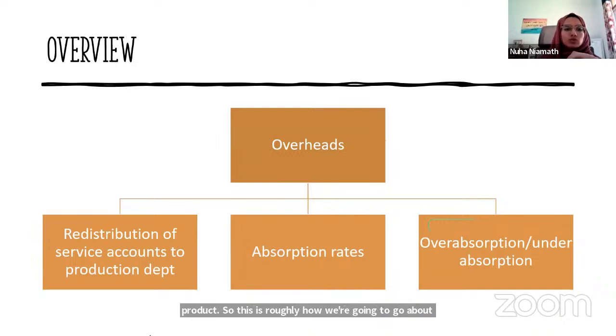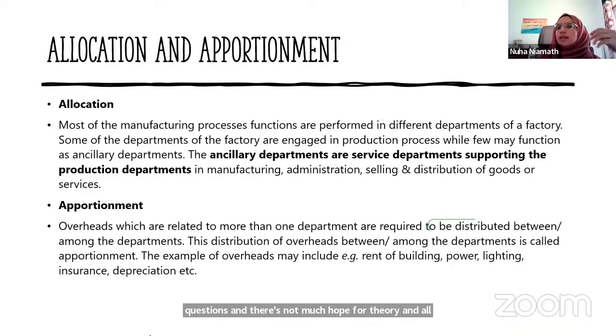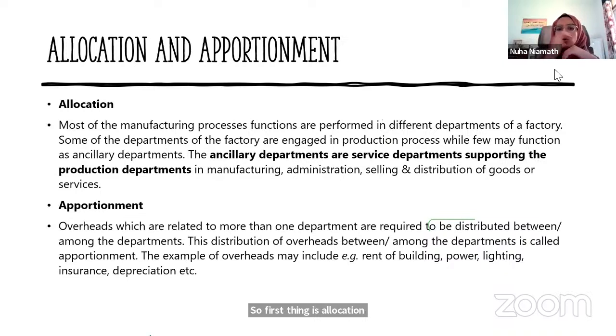So let's look at the first topic, which is allocation and apportionment. I'll just briefly run through a little summary so that you have an idea before we get into the questions, because this chapter is full of questions and there's not much scope for theory in this chapter. So just try to understand what you're doing before you get into it. So first thing is allocation. You need to understand two things, allocation and apportionment.